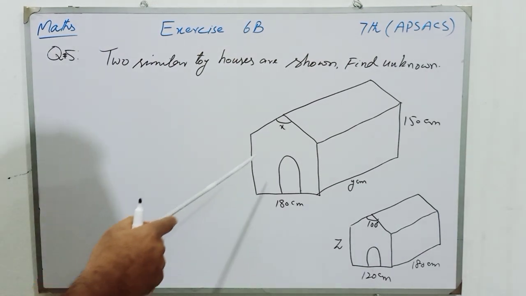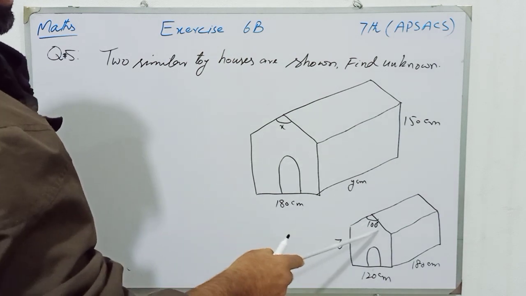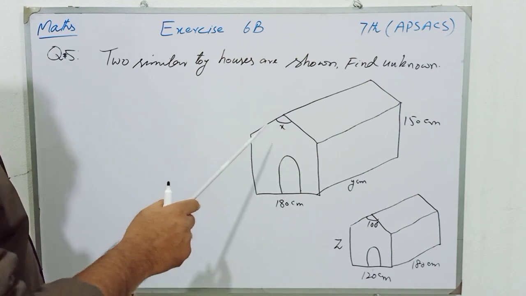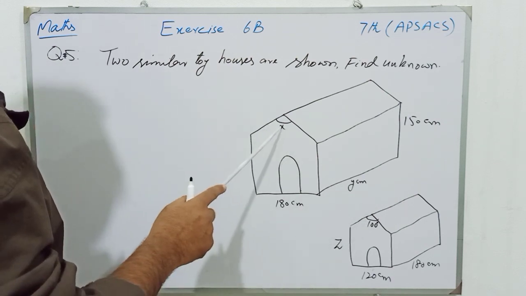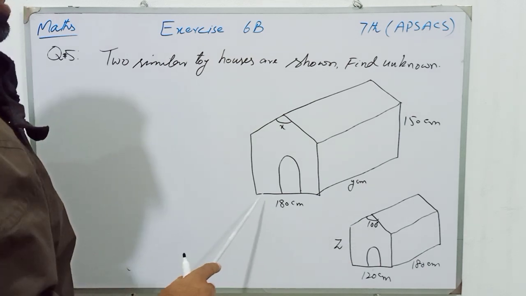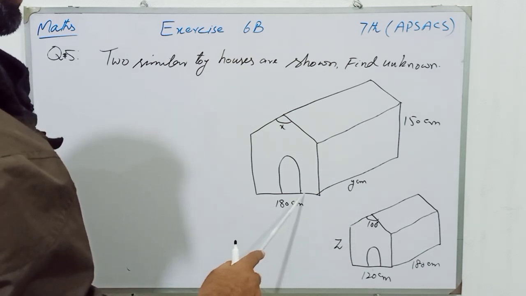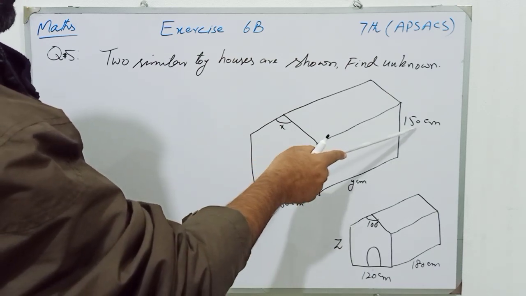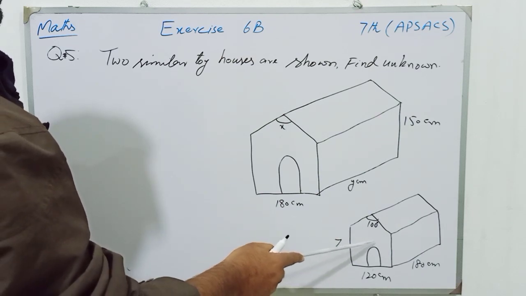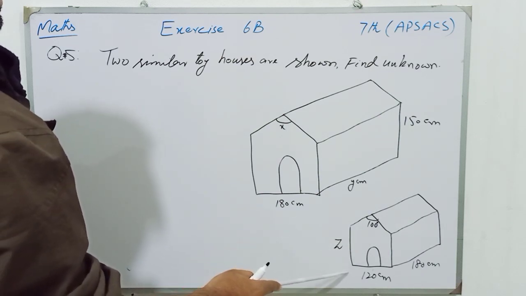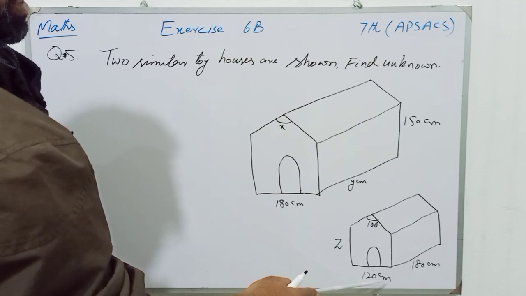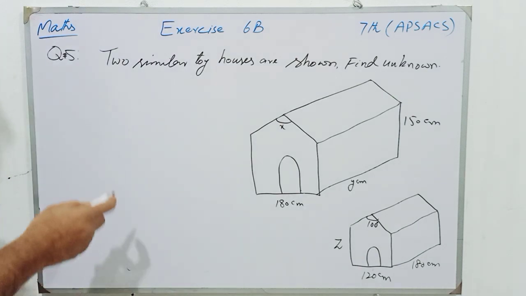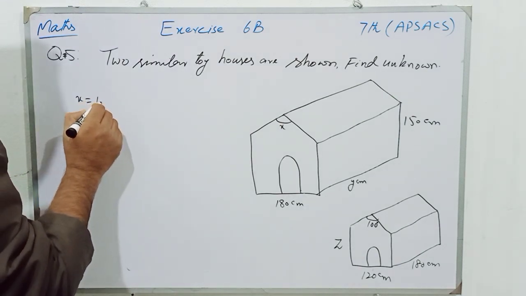Students, angle x and angle 100 degree is given. In similar figures, students, keep in mind that corresponding angles are equal, so the value of x will be equal to 100. The breadth of this toy house is 180, the length is y centimeter, and height is 150 centimeter, whereas the height of this small toy house is z, and its breadth is 120 centimeter and its length is 180 centimeter. So first we will write that x is equal to 100 degree.